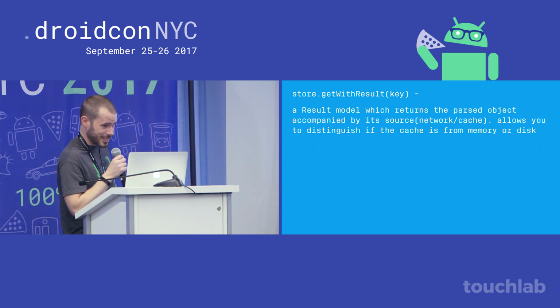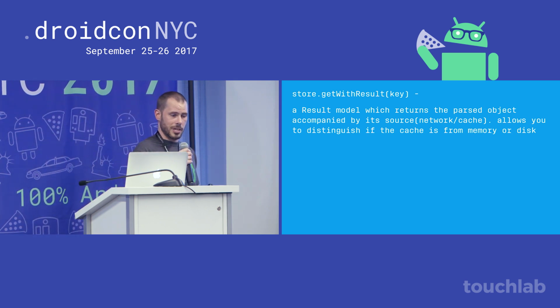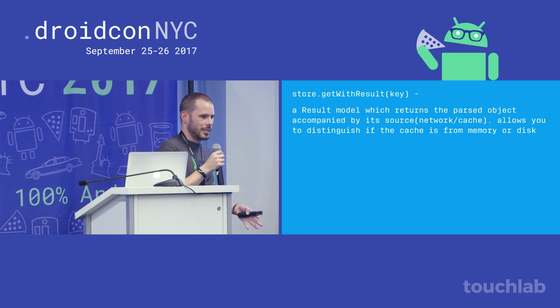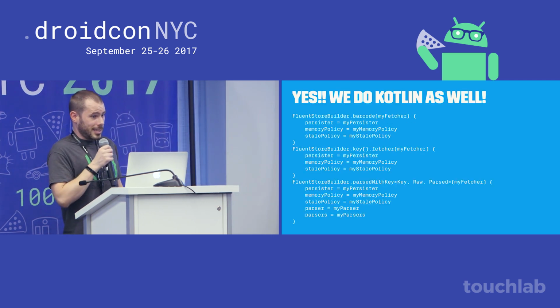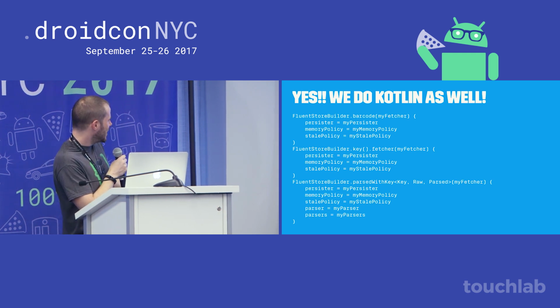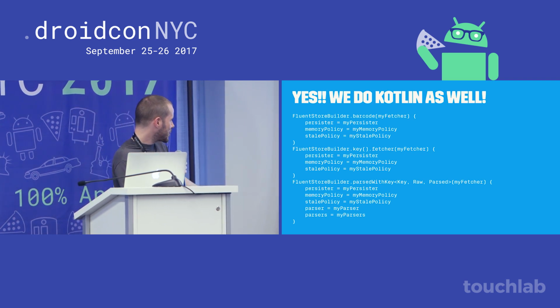And there's also get with result, and that basically returns to you additional information about your data set, about where it came from. Did it come from the disk? Did it come from memory? So that way, if you wanted to do something a little different, depending upon where that data came from. And yes, we do Kotlin. One of our modules supports Kotlin, and you're able to build a store using Kotlin. And here's some examples of a fetcher, and then the very bottom, the actual building a store.